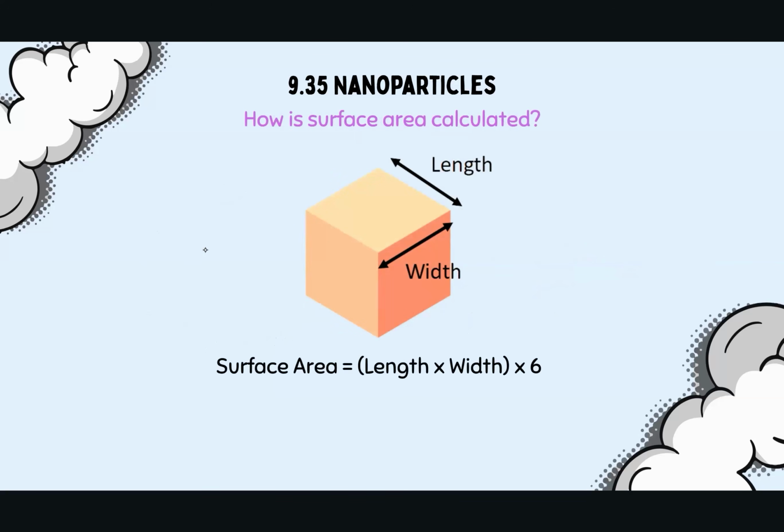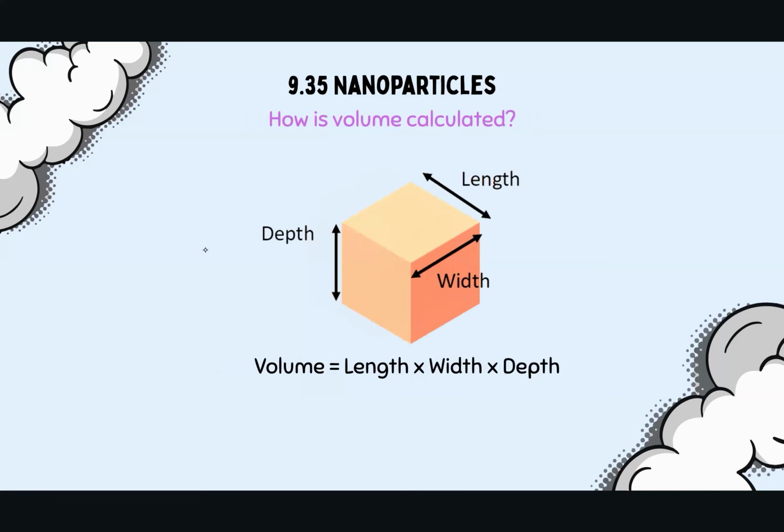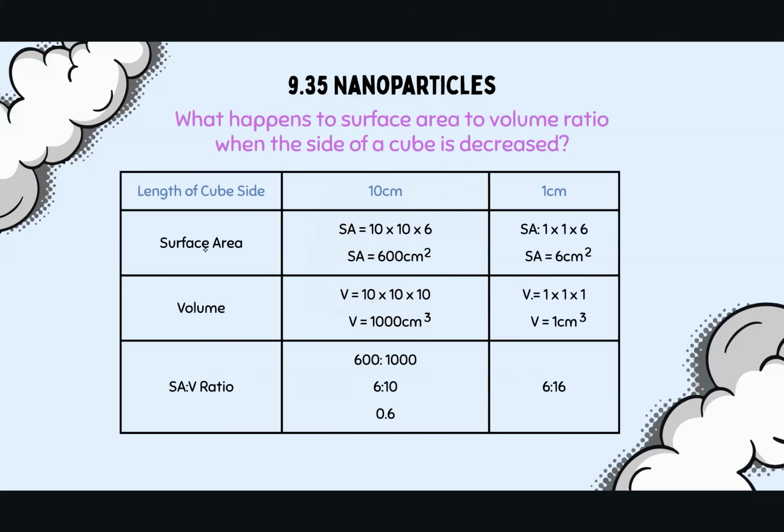Okay, so how is surface area calculated? Because what nanoparticles provide is, for the volume, they provide a large surface area. They've got a massive surface area to volume ratio. So if you want to work out the surface area of that cube, you work out the area of that one surface, that one square, which is length times width. And because there's 6 faces on a cube, you just multiply that by 6. If you want to work out the volume, you do the length times the width times the depth, or height, whatever you want to call it. You multiply them and you've got the volume.